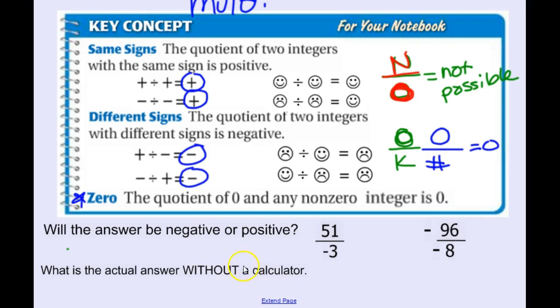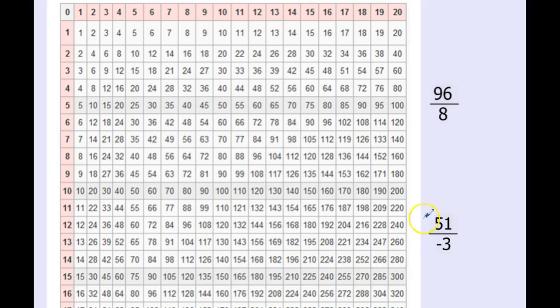So right now, will the answer be negative or positive? And we want the answer then without a calculator. So we're going to use our multiplication table to actually do division. So right now we have a happy and a grumpy. They're not going to get along, so we know our answer is going to be negative. And over here we have two grumpy people. They will get along. So our answer, we know, is going to be positive. So let's find these two answers using our multiplication table.